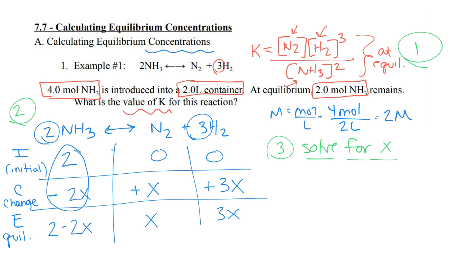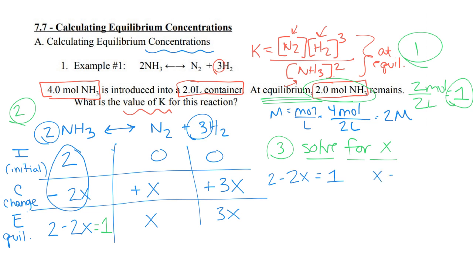So in this problem, it tells me that at equilibrium, there are 2 moles of NH3 left over. 2 moles in 2 liters, that's a molarity of 1 at equilibrium. So down here in my ICE table, I'm going to put 2 minus 2x equals 1. So then I can use that information, 2 minus 2x equals 1. Since I know what that equals, I can go ahead and solve for x. X is going to be 0.5. Okay, so that's just some algebra for you to do right there.